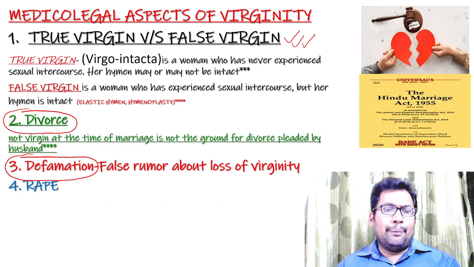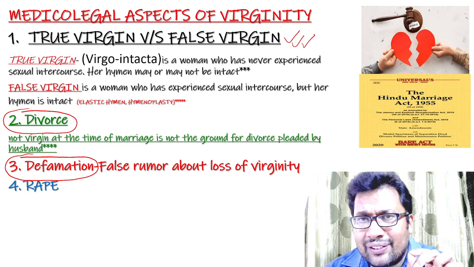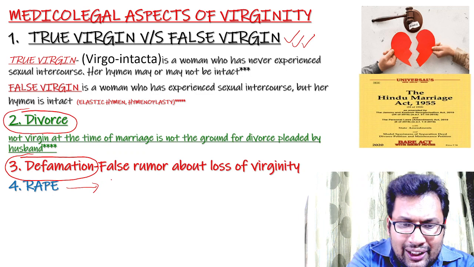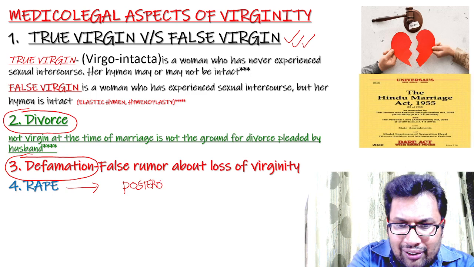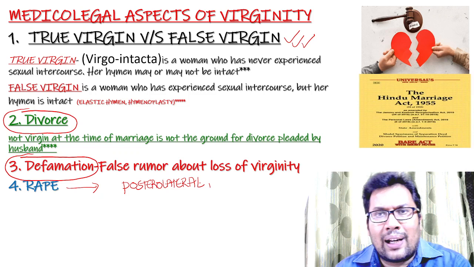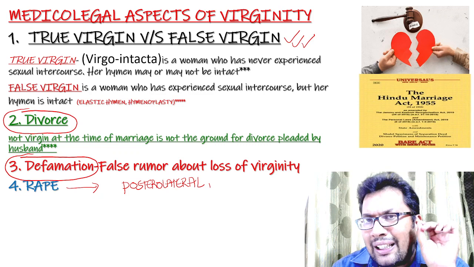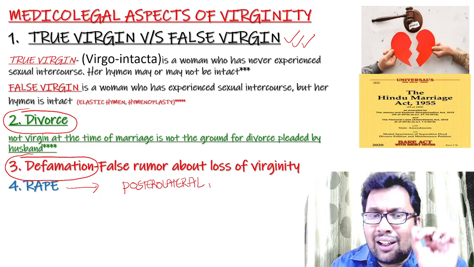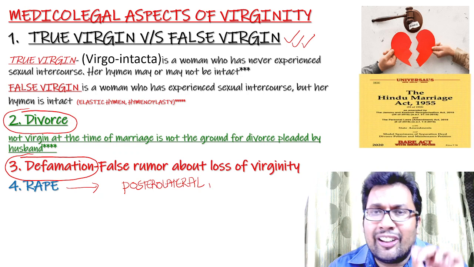Next, rape. An important one is rape. Hymen tear is very important evidence in a case of rape in a virgin. The most common site of hymen tear in rape in a virgin is posterolateral, between the 5 to 7 o'clock position. Hymen tear is very uncommon in children because it is deep seated. Micro injuries on the hymen can be established with the help of an instrument known as the GK rod.